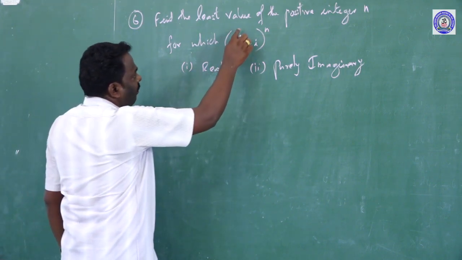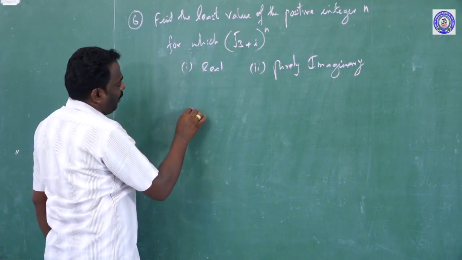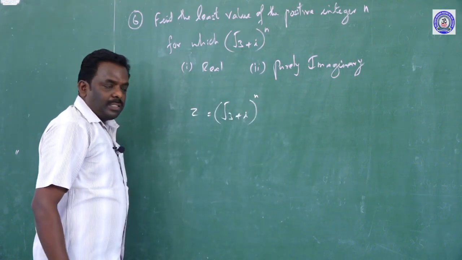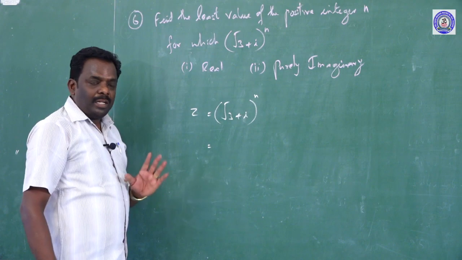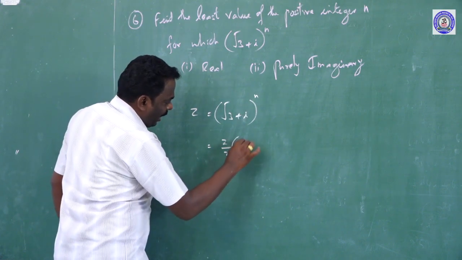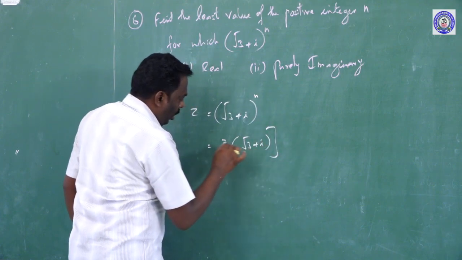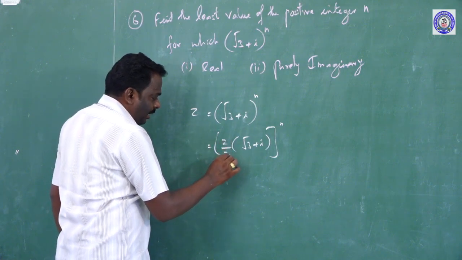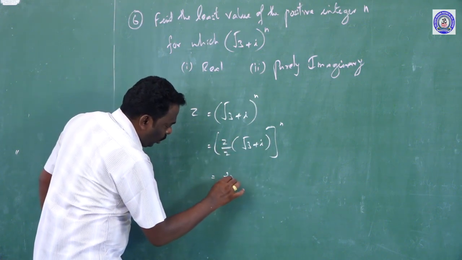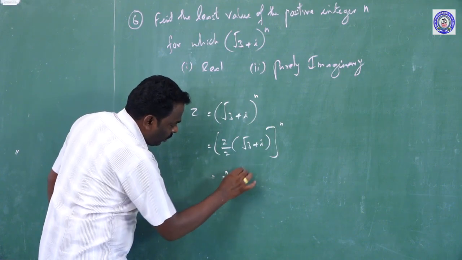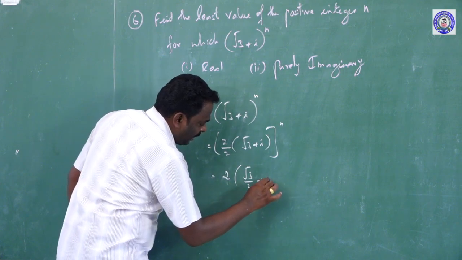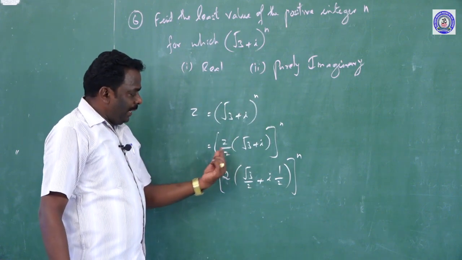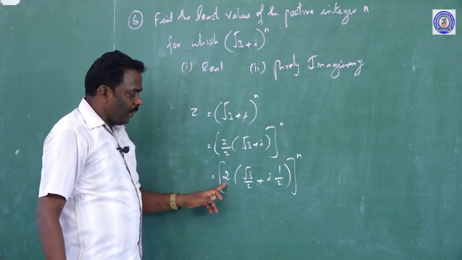Now first of all, find the expression. Consider a number z equal to (root 3 plus i) whole power n. Now we want to multiply and divide by 2: 2 by 2 within the bracket, (root 3 plus i) whole power n. Now multiply 1 by 2 inside the bracket, 2 into (root 3 by 2 plus i into 1 by 2), then whole power n. Just multiply inside the bracket 1 by 2 and keep the numerator 2 as it is.